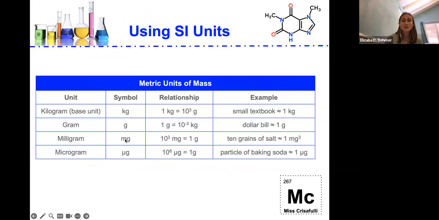We have a milligram and a microgram. 1,000 milligrams is equal to 1 gram, and 1,000,000 micrograms is equal to a gram. And you have some examples here. A small textbook is about 2.5 pounds, 1 kilogram. A dollar bill is about a gram, or a paper clip is about a gram. 10 grains of salt is about 1 milligram, and a particle of baking soda is 1 microgram, so incredibly lightweight.